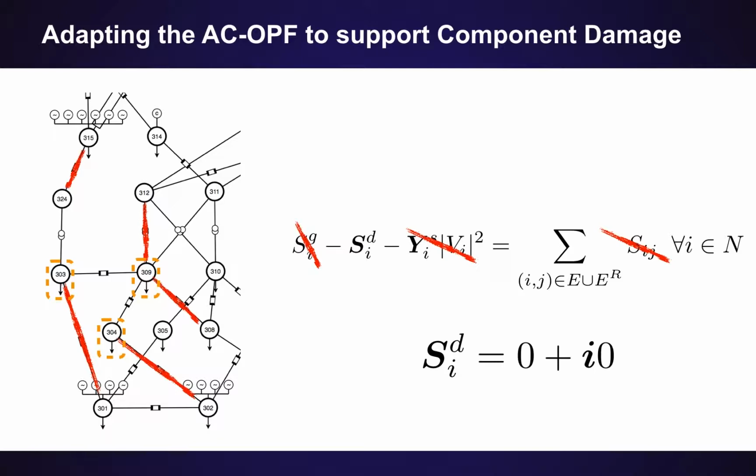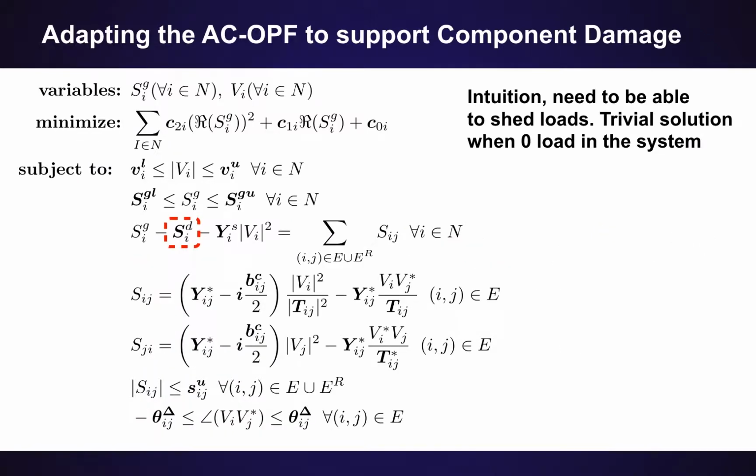So the first idea is we have to allow the load to be shed or removed from the network so that when buses get isolated, we can deal with this kind of problem. The intuition is that we need to be able to shed loads, and that there's a trivial solution to this power flow problem if you set all the loads to 0 in the system. So that's where the load variable occurs in the power flow problem. How are we going to modify this?